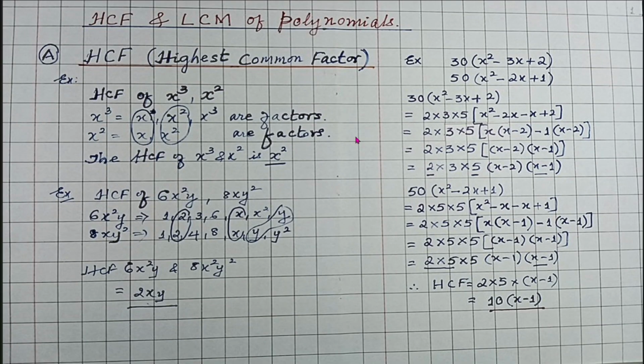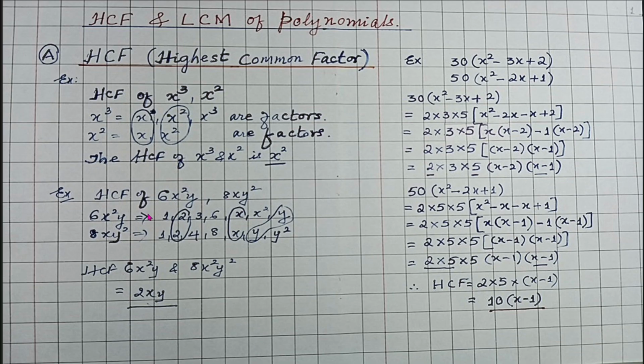Now again we have to learn another very important property, that is HCF and LCM of polynomials. Now what is the HCF, highest common factor? To find out the highest common factor, we already know what it is. So first of all we have to find the factors of these, and then take the one which is common. For example, the factors of x cube are x, x square and x cube, and factors of x square are x and x square. x is common, x square is common, but we have to take the highest common factor. Therefore the HCF of x cube and x square is x square.